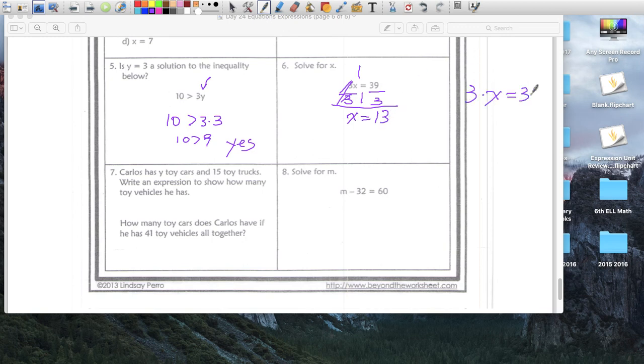Is that true? Well, 3 times x is 39. If I replace the x with 13, will that equal 39? 3 times 13 equals 39. And 39 equals 39, which is what I wanted.